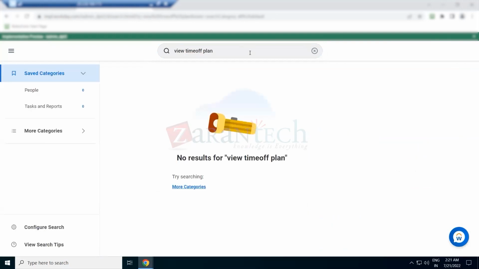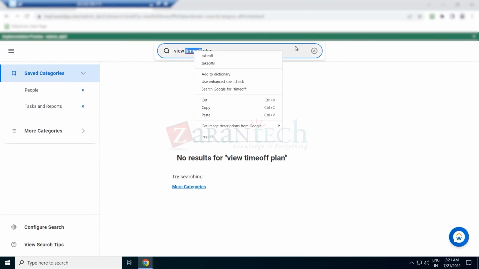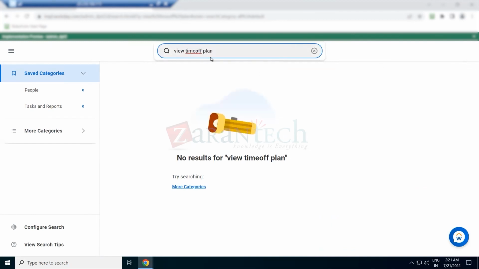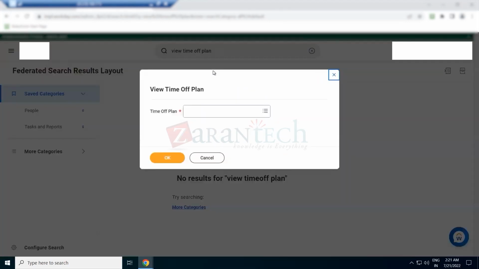So the task to open, 1 second. Give a space there. You have to give a space there between time and off. But yeah. So thank you.